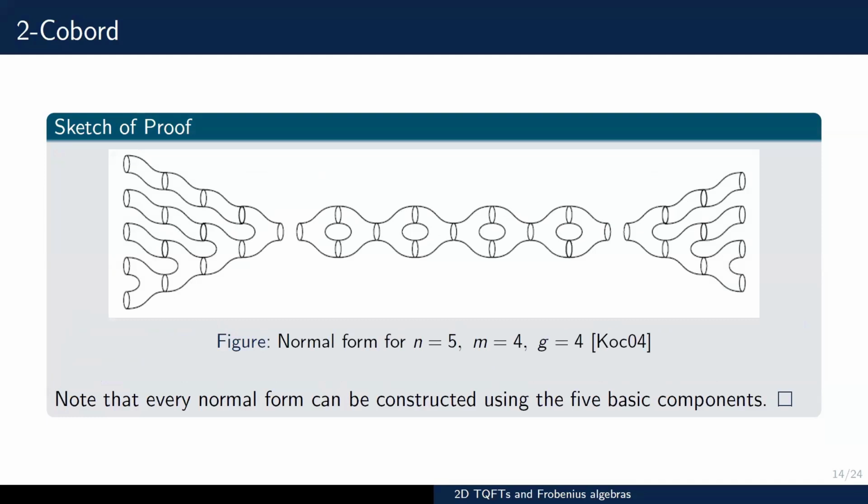And what we claim is, because of the theorem on classification of surfaces, every 5 to 4 cobordism with genus 4 will be diffeomorphic to this space. And every such normal form can be constructed using our 5 basic components. Thus, we have proved our result. And this is all we need to know about the category of two-dimensional cobordisms.